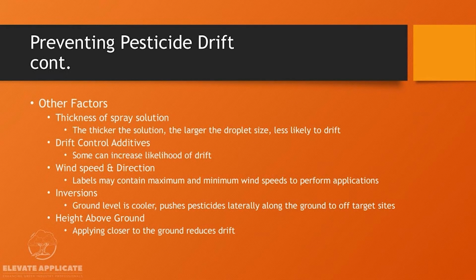And then at the same time, you need to know the weather. So if you're out there and it's breezy, but you really don't know what mile per hour it is, well, you just need to pick up a wind meter, and then you'll be able to know. You also want to avoid inversions. Inversions is when the ground level is cooler, and because of that, the air is warmer, and so it pushes pesticides up and laterally along the ground to off-target sites. This is more of a concern with herbicides, I would say, because you could cause a lot of off-target damage.